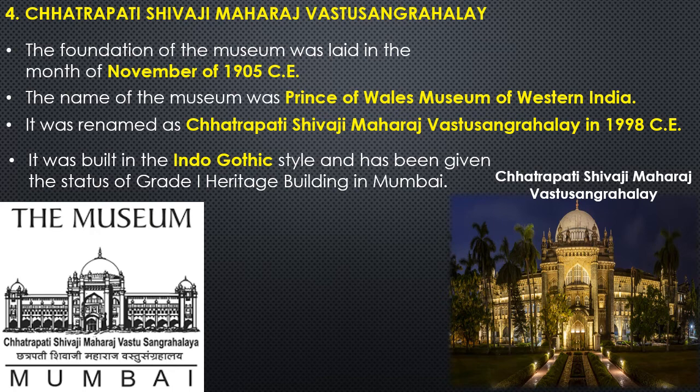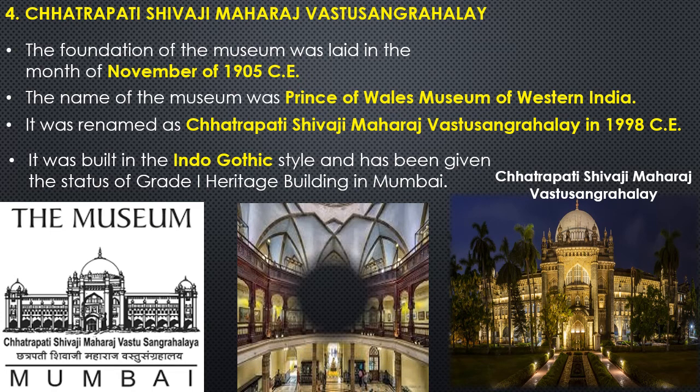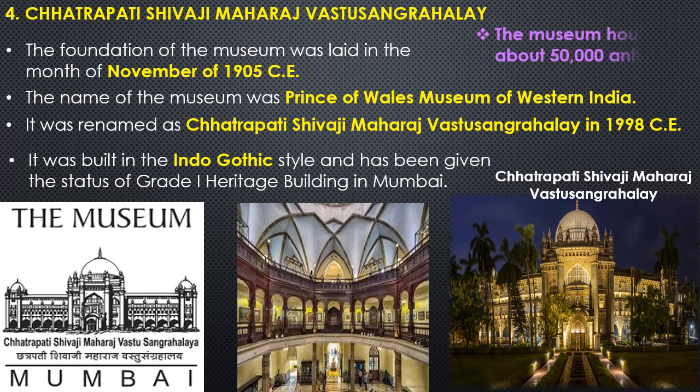It combines elements of Hindu architecture and Muslim architecture with Victorian Gothic architecture elements. Some of the features are buildings with open pavilion, domes, Victorian style staircases, vaulted roofs, lotus motifs, etc. This museum houses about 50,000 antiquities, and these antiquities are divided into three categories: arts, architecture, and natural history.